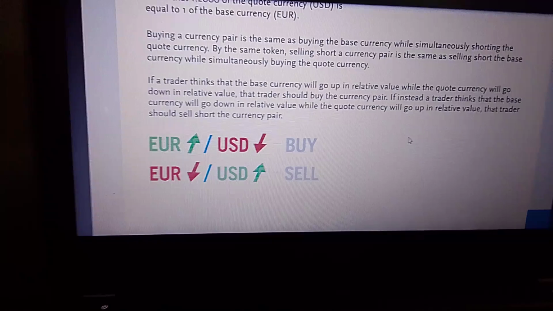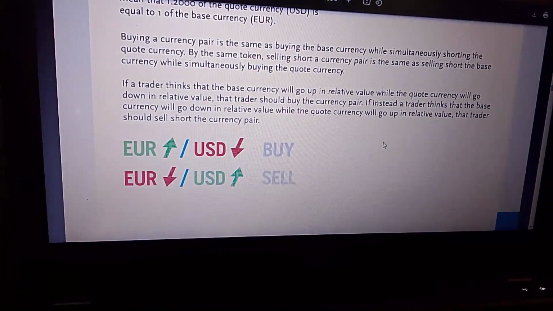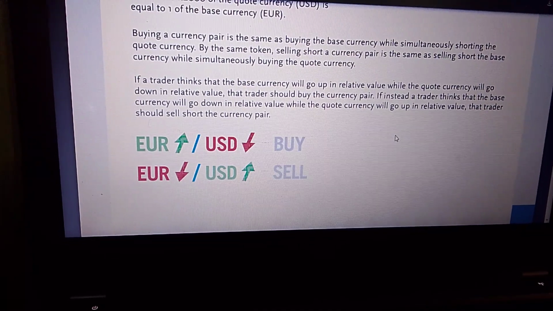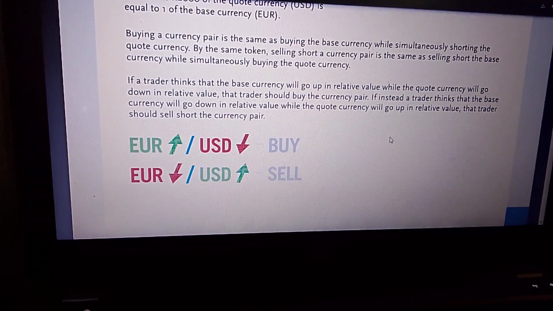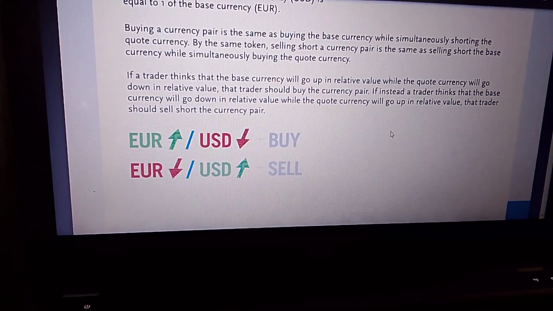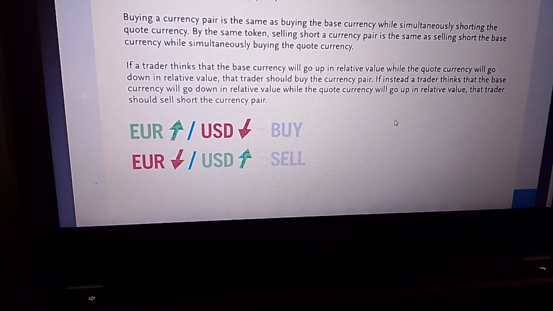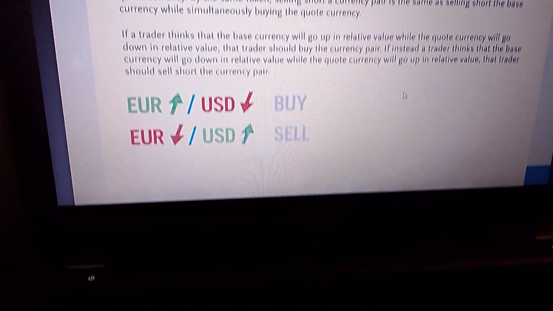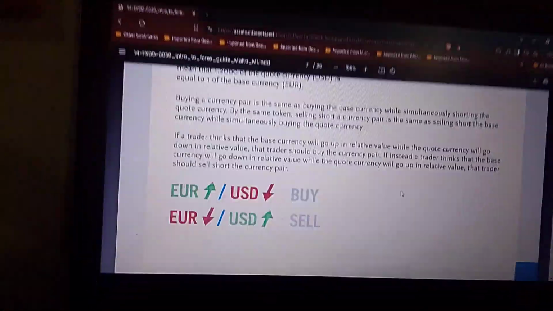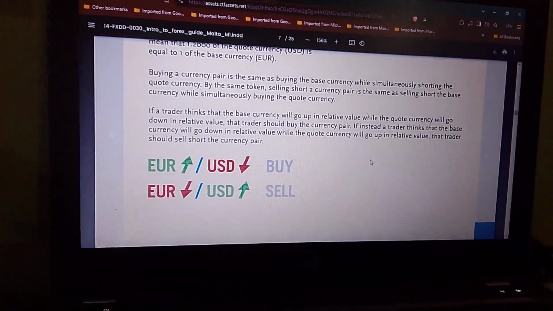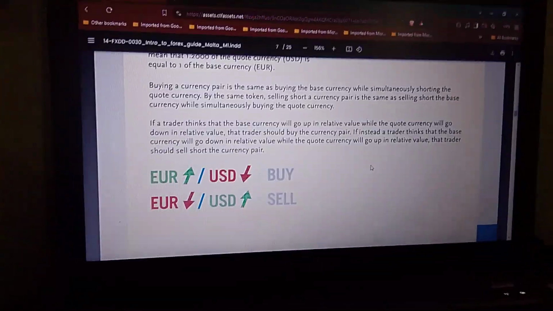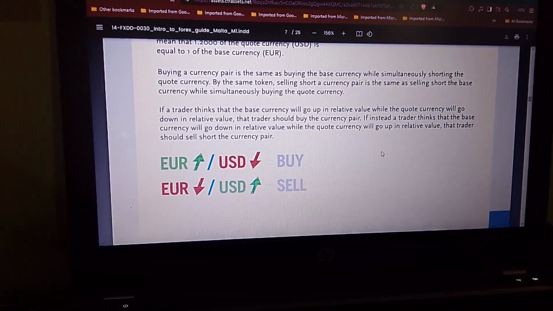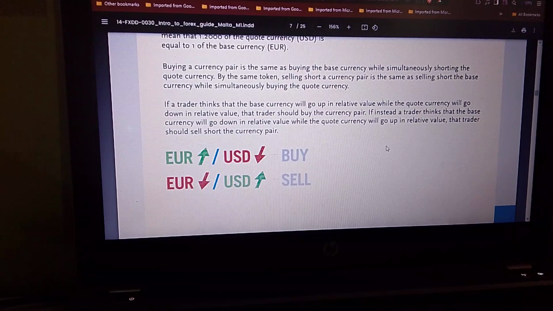Buying a currency pair is the same as buying the base currency while simultaneously shorting the quote currency. By the same token, selling short a currency pair is the same as selling short the base currency while simultaneously buying the quote currency. So if a trader thinks that the base currency will go up in relative value while the quote currency will go down in relative value, that trader should buy the currency pair.